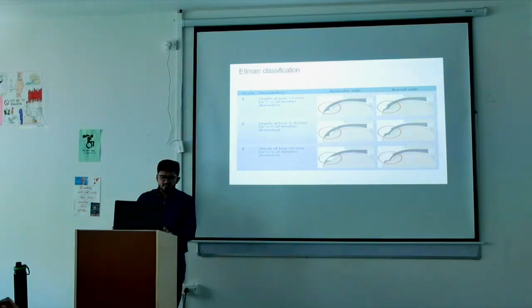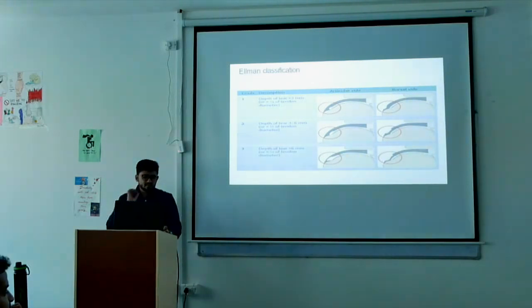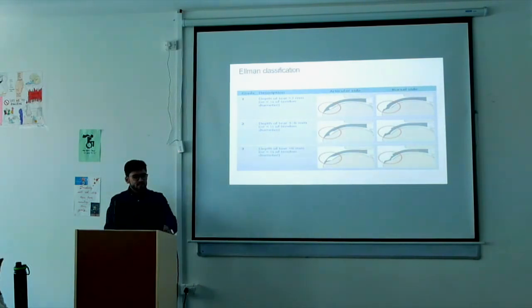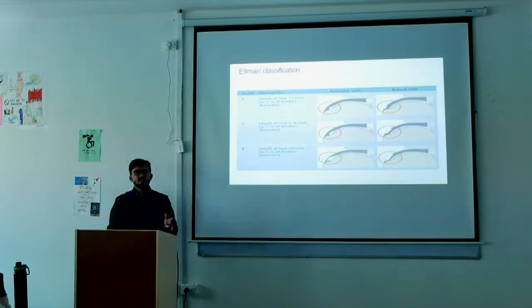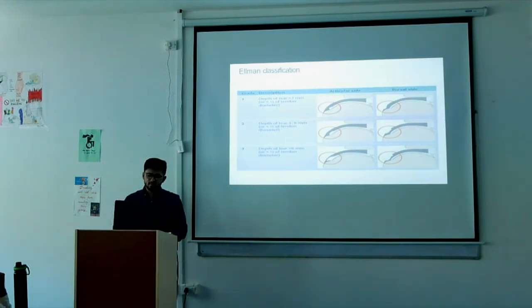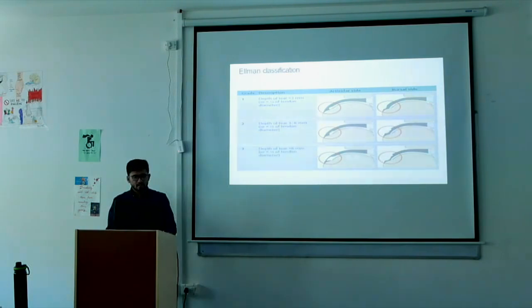The other classification is the Ellman classification. In this, we just measure the thickness of the tear. It is classified into 3 grades. The first one is the depth of the tear less than 3 millimeter, or we can say less than 1/4 of the tendon diameter. The second one is that the depth of the tear is between 3 to 6 millimeter, or half of the tendon diameter. The third one is more than 6 millimeter, or more than half of the tendon diameter.